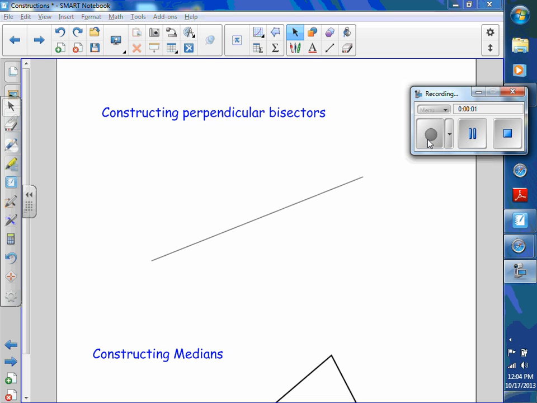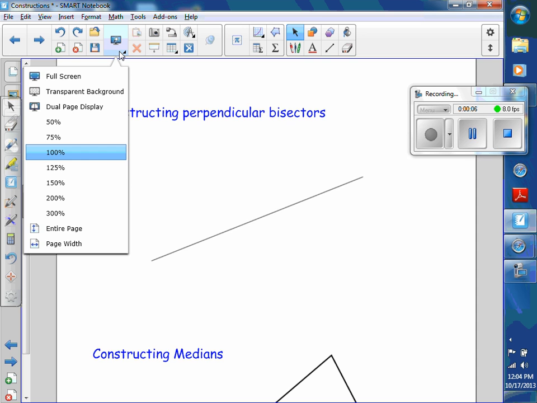This is a perpendicular bisector construction. Ready? Michael, put your compass down and just watch for a minute.